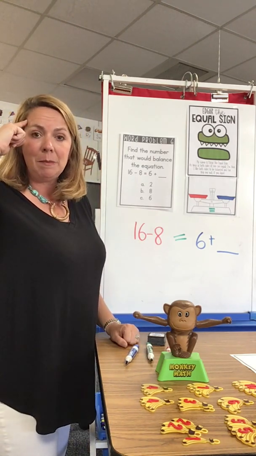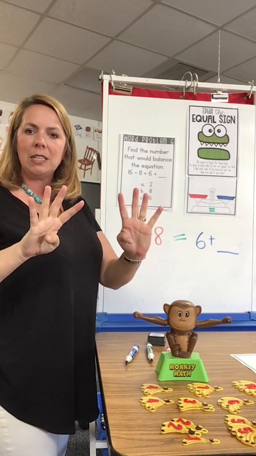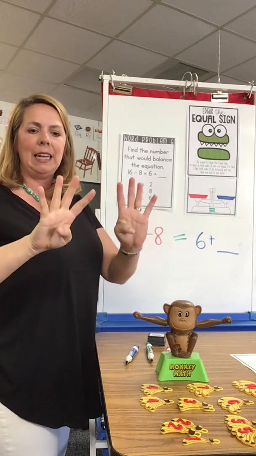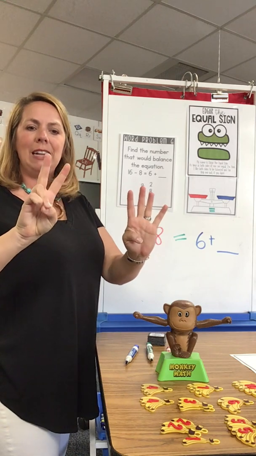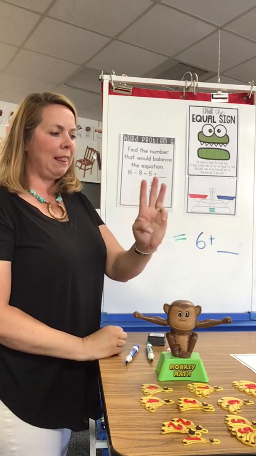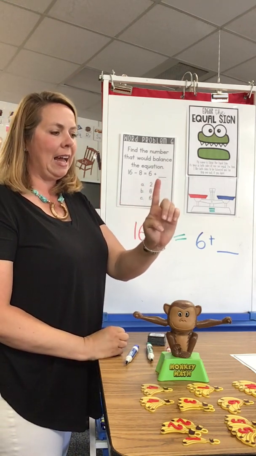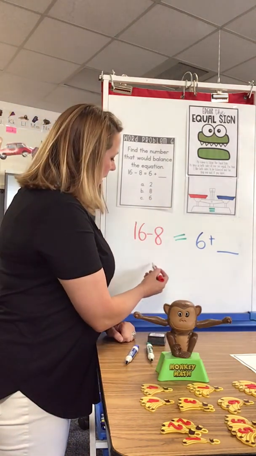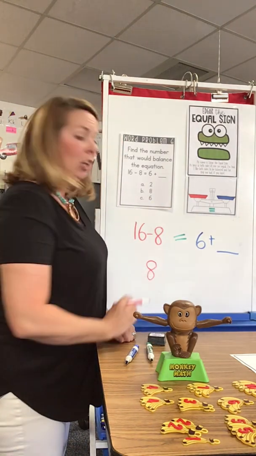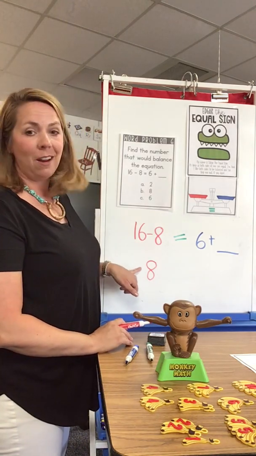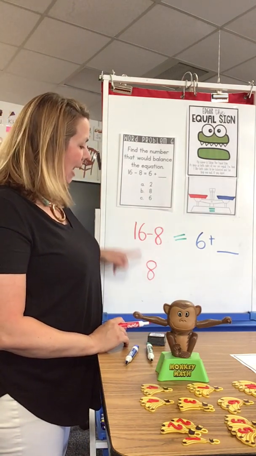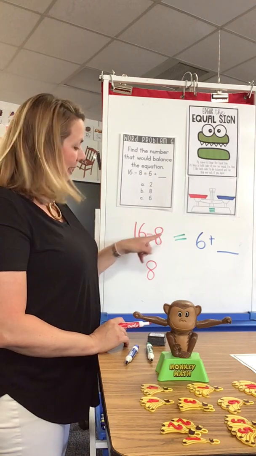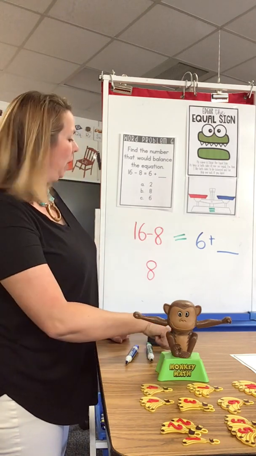I'm going to put 16 in my brain and put 8 on my fingers to take away. 16, 15, 14, 13, 12, 11, 10, 9, 8. 16 minus 8 equals 8. You might have already known that answer because we know the doubles fact 8 plus 8 equals 16. So that's a great number family that I know.